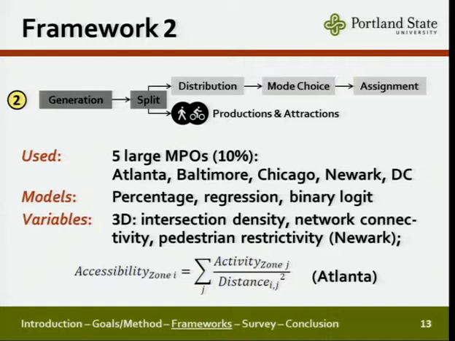It's also interesting to note that Atlanta uses some accessibility measure, which they calculate as summing all of the activity, which could be people or jobs or some combination thereof, and weighting it by the distance from each zone to all the other zones. So it tries to get at some information that you would know after trip distribution, but at an earlier stage. So that may be one way to include more relevant information to this decision-making framework.